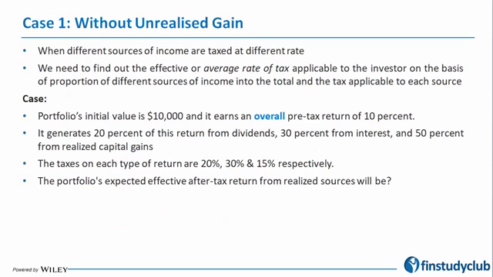Now let's talk about the first case, which is without the unrealized gain. I've taken a very simple case here, where the total return that is being earned every year, let's say 10%, is the overall return, which comprises different sources. So we'll read through the slides in a while, but let me pick up the case so that you can identify the problem. It generates 20% of this return. So out of this 10%, 2% at a total portfolio level comes from the dividends. 30% of this 10%, which means 3%, is generated from the interest, and the balance 50%, which is 5%, is your realized capital gains. So that means there are three different sources of income.